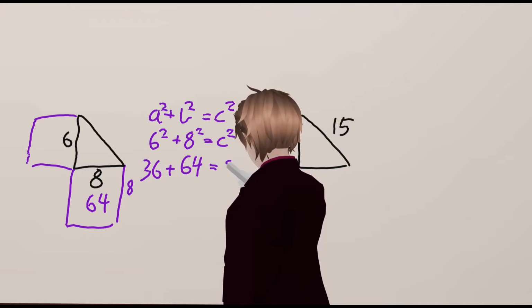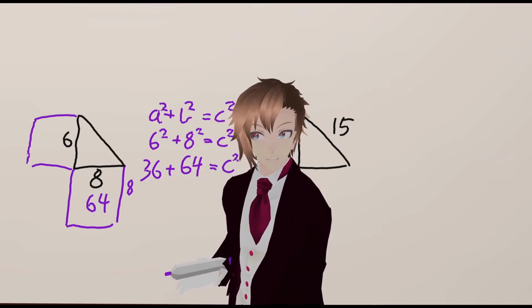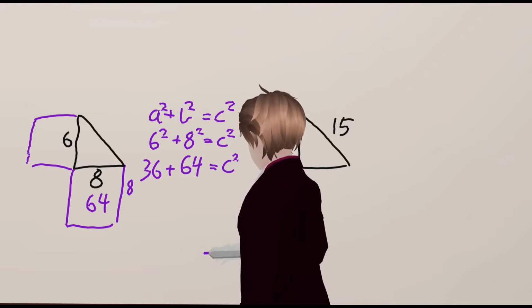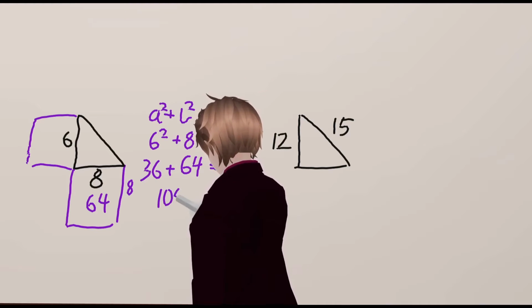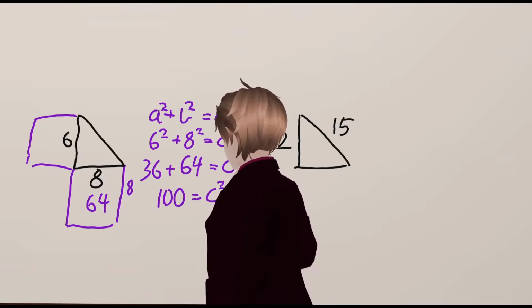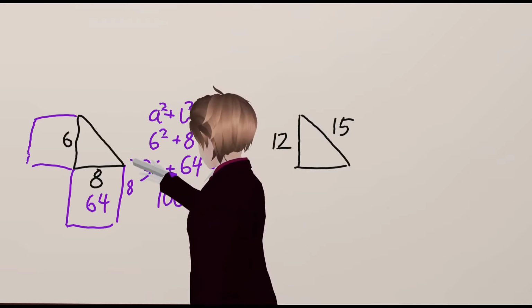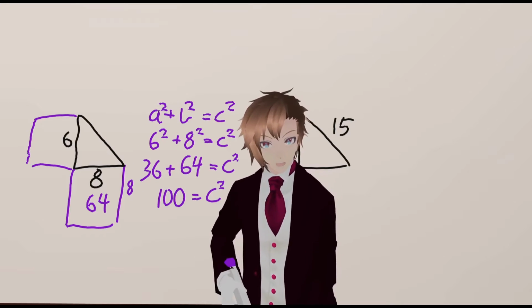And this equals our big square over here, our square of C. The 36 plus 64 is 100. So our C squared is 100. So if I was to draw a square here, this would be the size 100.